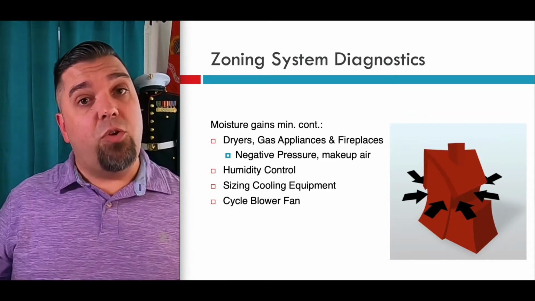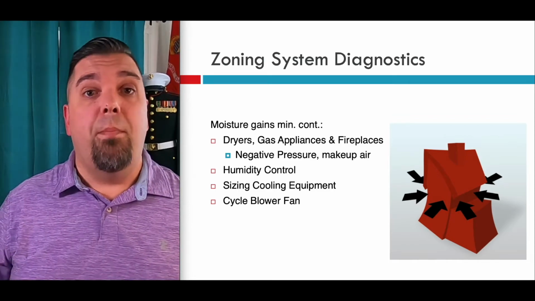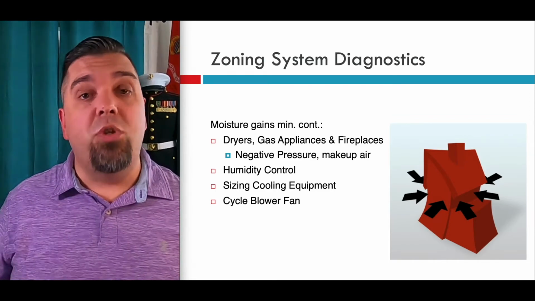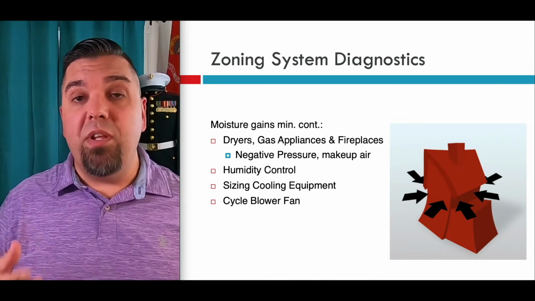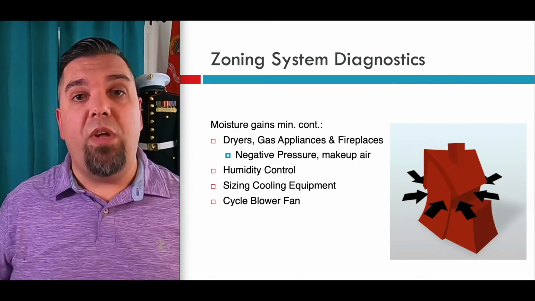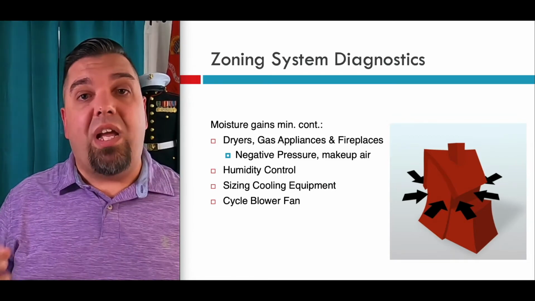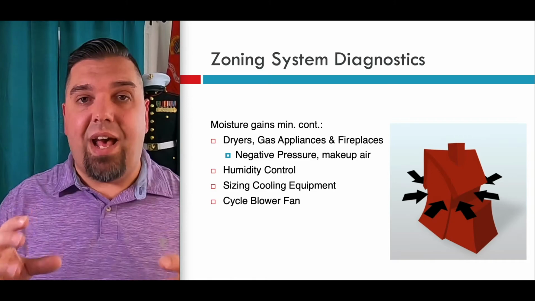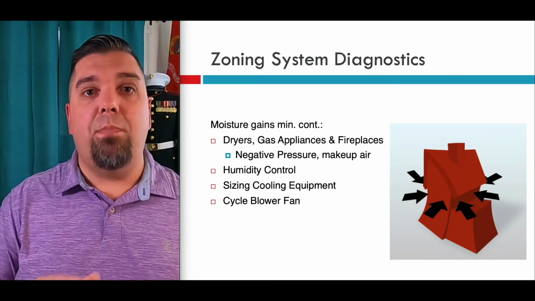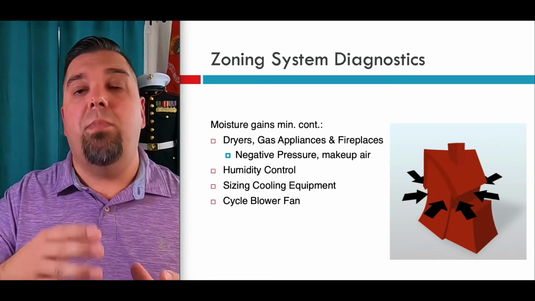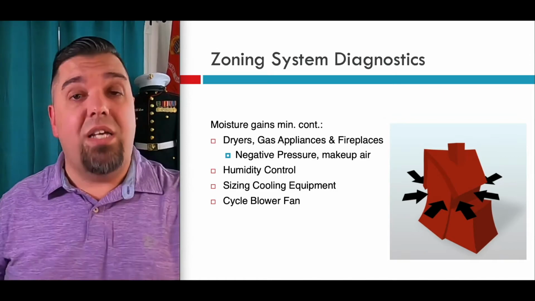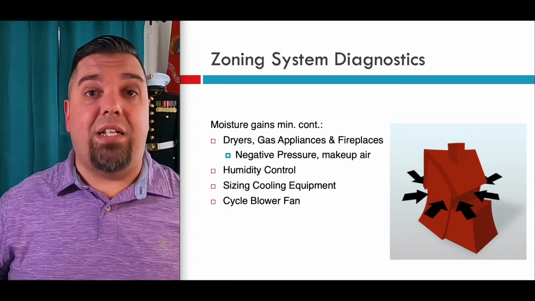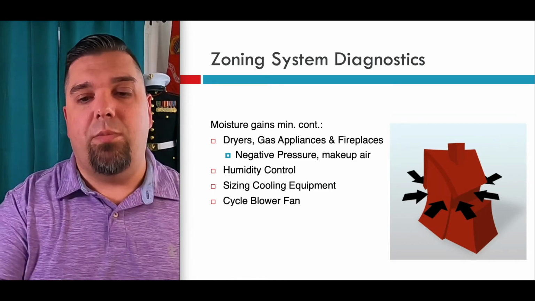Obviously, sizing of cooling equipment is impacted by the makeup air that goes into the home. You need to account for that in the Manual J load calculation. And then, of course, believe it or not, how you cycle the blower fan with this makeup air can actually impact the load, okay? So it's really important that these aspects are identified in the load calculation, because it then impacts the equipment selection and the sizing of the ductwork that goes to the space before you actually add zoning to the space or to the duct system.